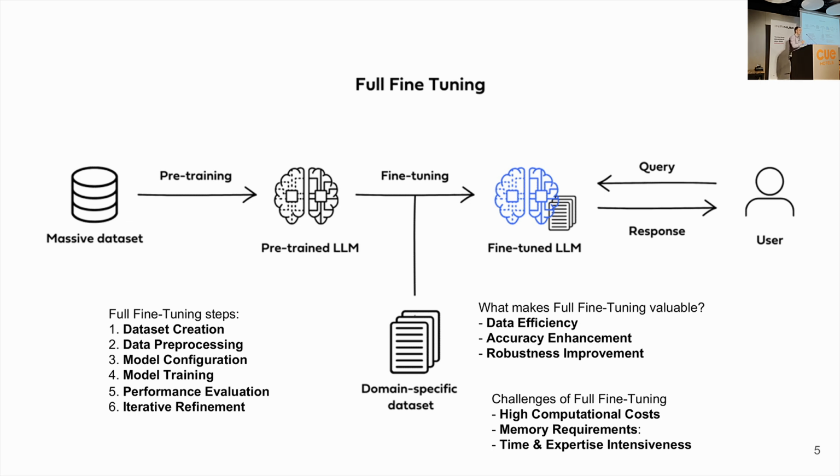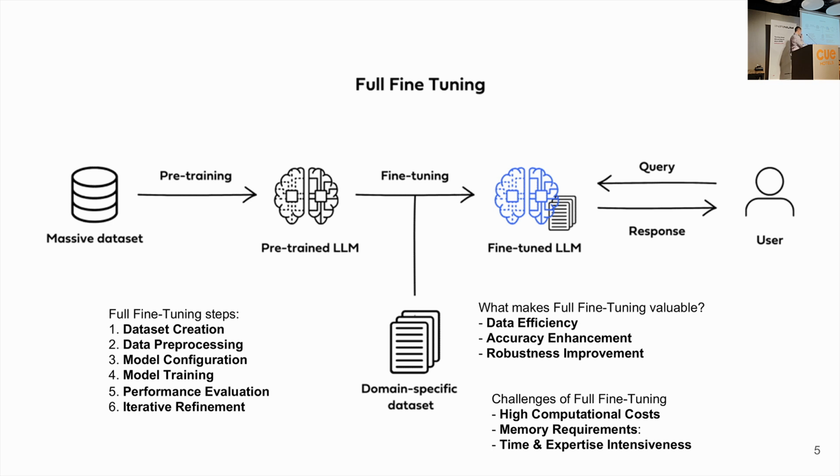We need to split the data into training, validation, and test sets and prepare the data. We cannot put raw text in a neural network. We need to transform the text into tokens. The third step is model configuration, and here we need to define the hyperparameters of the neural network like learning rate, number of epochs, batch size, etc. And for that we need some machine learning expertise and experience.